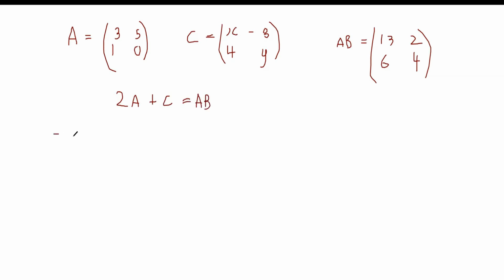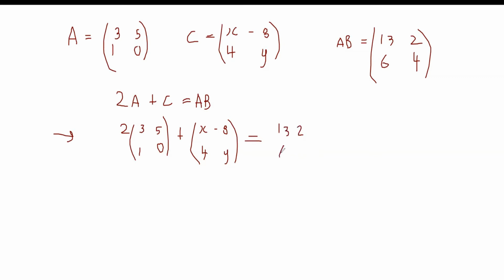So what does that mean? That implies that 2 times the matrix A, which is 3, 5, 1, 0, plus the matrix C, and C is X, minus 8, 4 and Y, is equal to A times B. So it's equal to, this is A times B, 13, 2, 6, and 4. So then what are we going to do? What we're going to do now is simplify the left-hand side, multiply everything in here by 2.